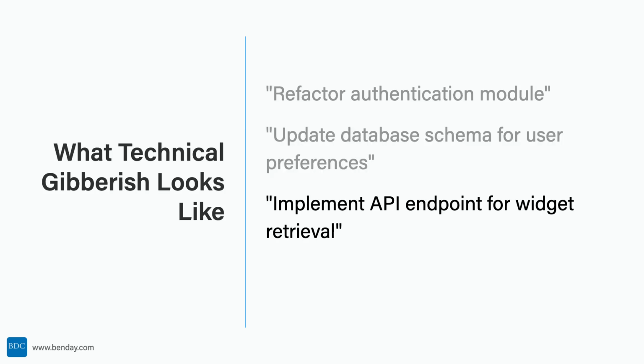Implement API endpoint for widget retrieval. This tells a developer what to build, but it tells a stakeholder absolutely nothing. They can't validate whether this is the right thing to work on. Fix bug 4523. This is my favorite. What is bug 4523? Who knows? Hope you enjoy digging through your bug tracker to find out. If your list looks like this, stakeholders can't engage with it. They can't help you prioritize because they don't know what any of it means.